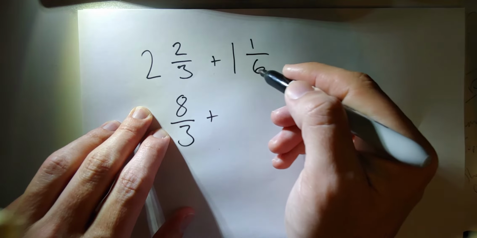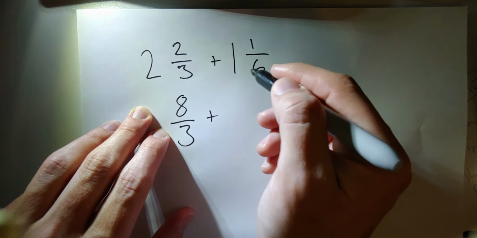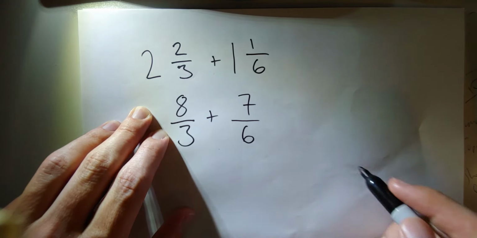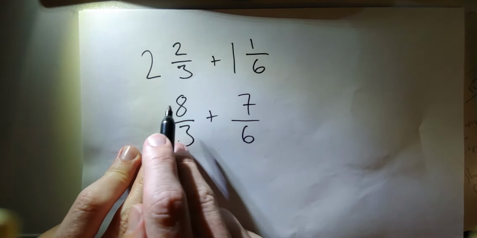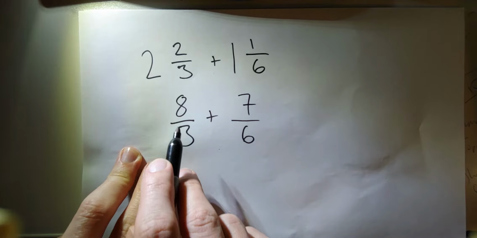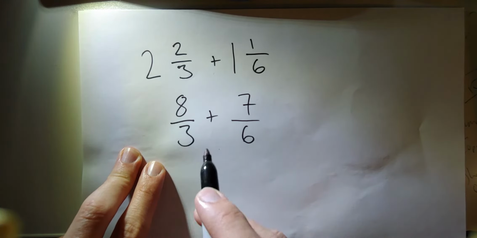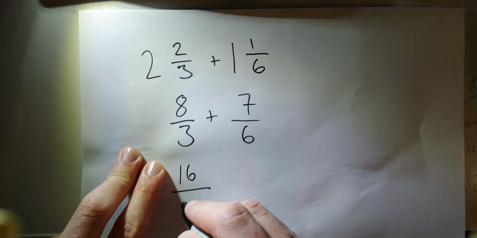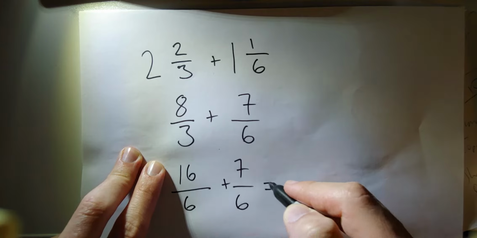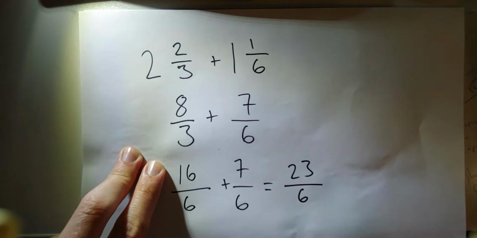And here we have 1 whole and 1/6, so that is 6/6, and 1 is 7/6. Now we just have 2 fractions where we have to find the lowest common denominator once more. This one will be 6. Multiply this by 2 and 2 to make 16 over 6 plus 7 over 6 equals 23 over 6.